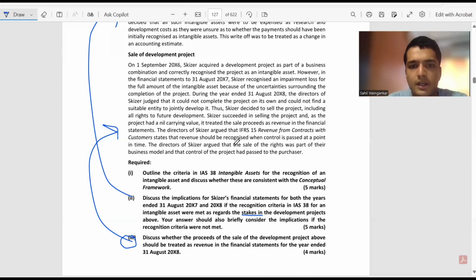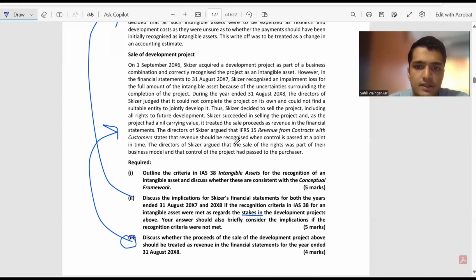Okay, during the year ended 31st of August 18, the directors of Skizer judged that it could not complete the project on its own and could not find a suitable entity to jointly develop it. Thus, Skizer decided to sell the project, including all rights and future development. Skizer succeeded in selling the project, and as the project had nil carrying value, it treated the sale proceeds as revenue in the financial statements.